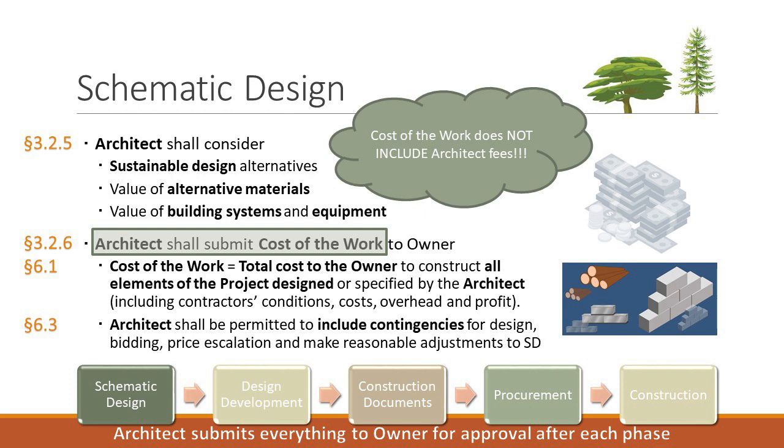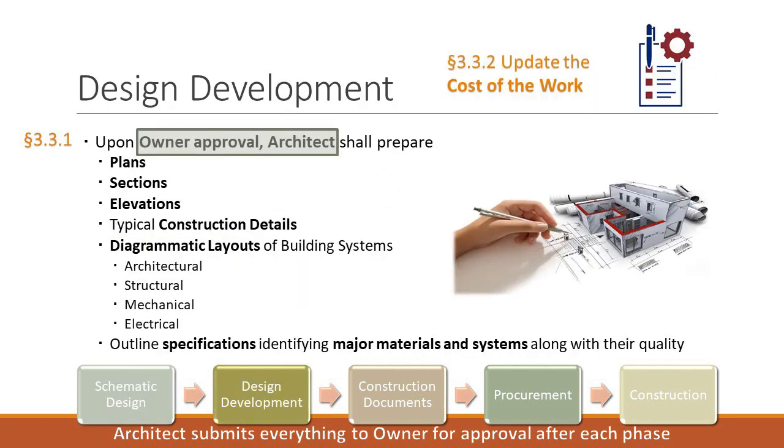Okay. So now we go to phase 2, design development. So, based on the owner's approval, so there it goes right into it. Based on that approval of the schematic design, the architect shall prepare design development documents for the owner's approval. And here it says, what is in that? Well, you can look, this list is a little bit longer than what was in schematic designs.